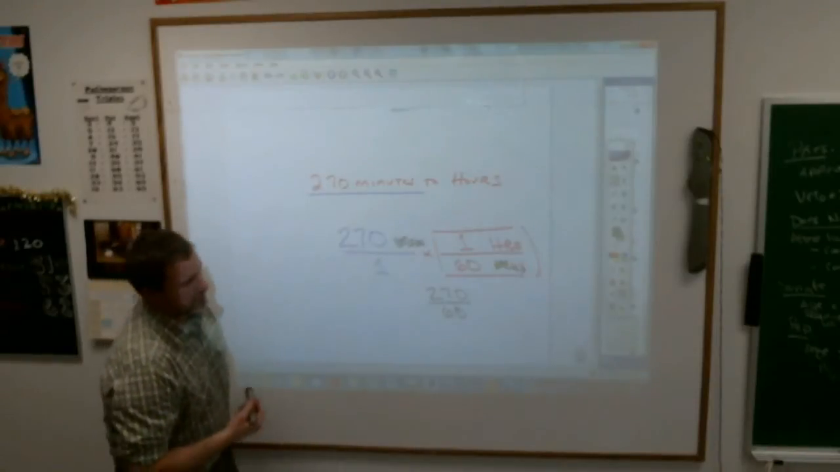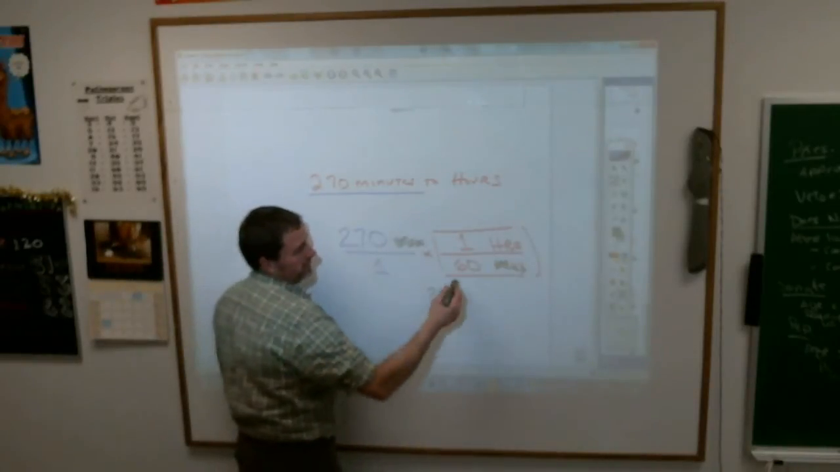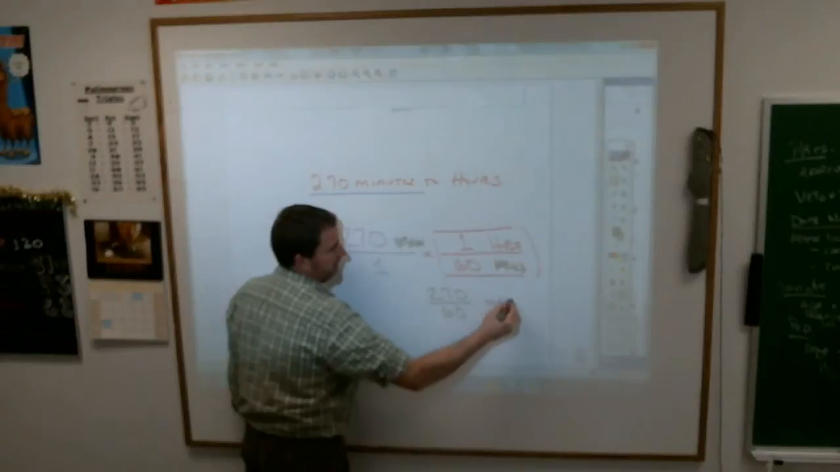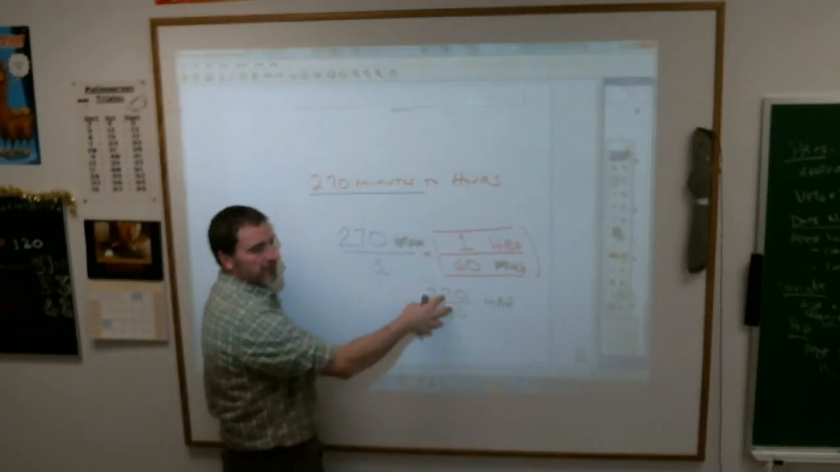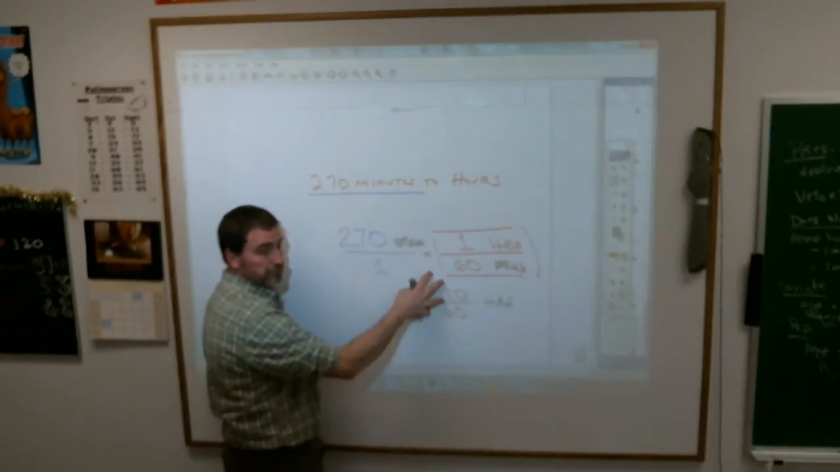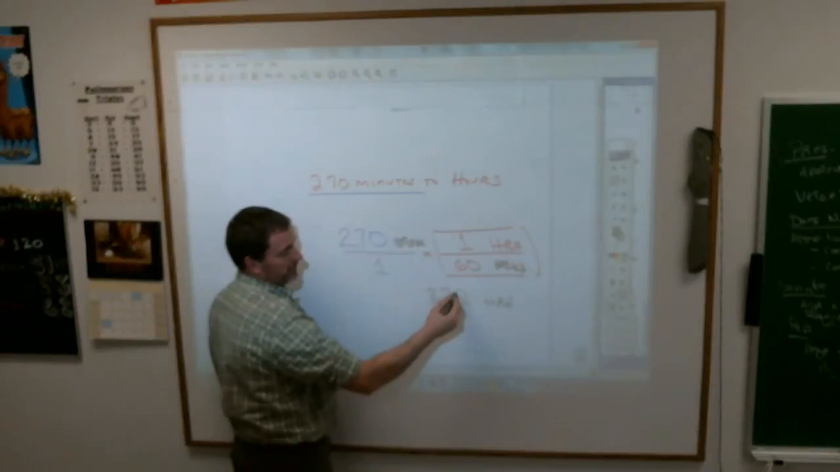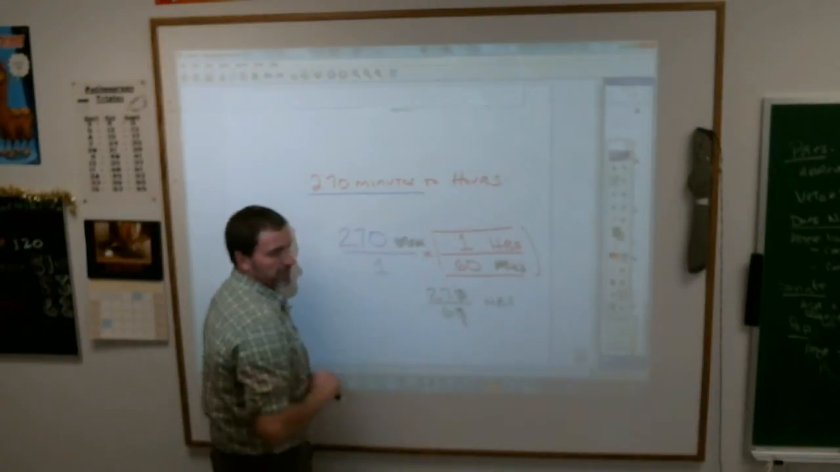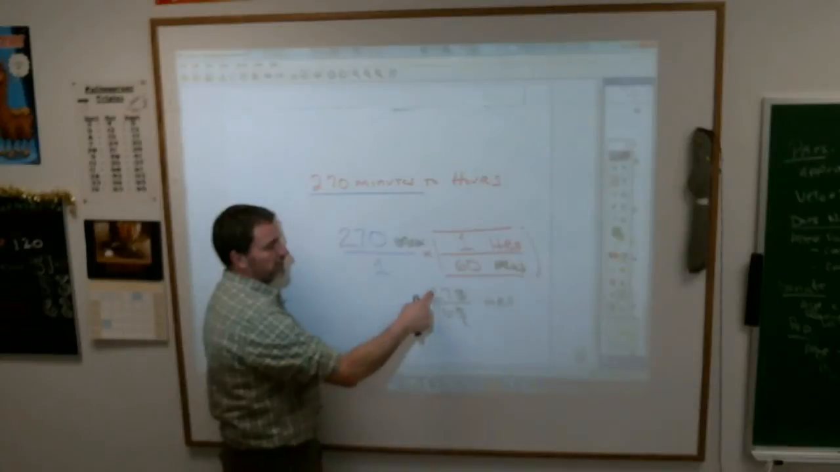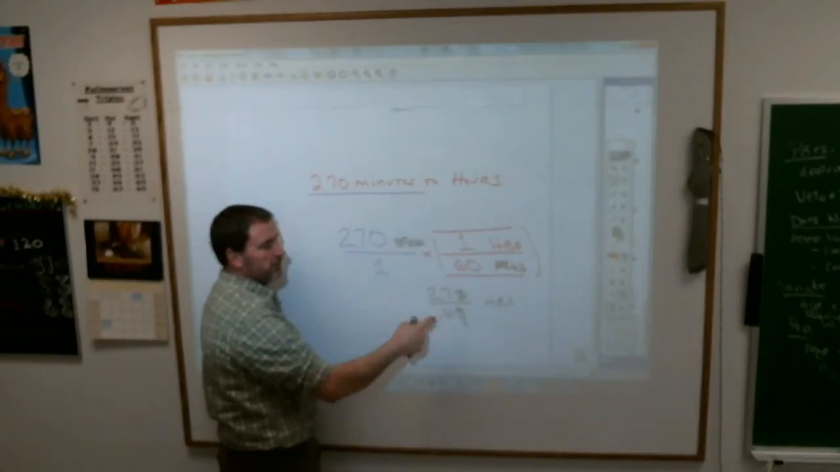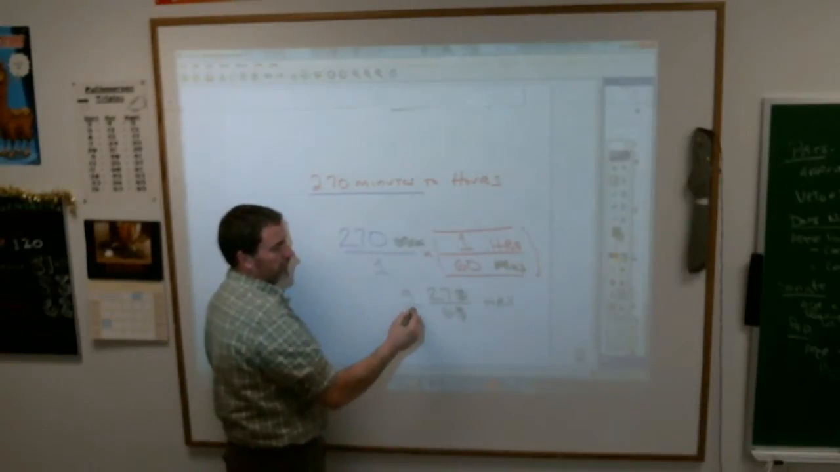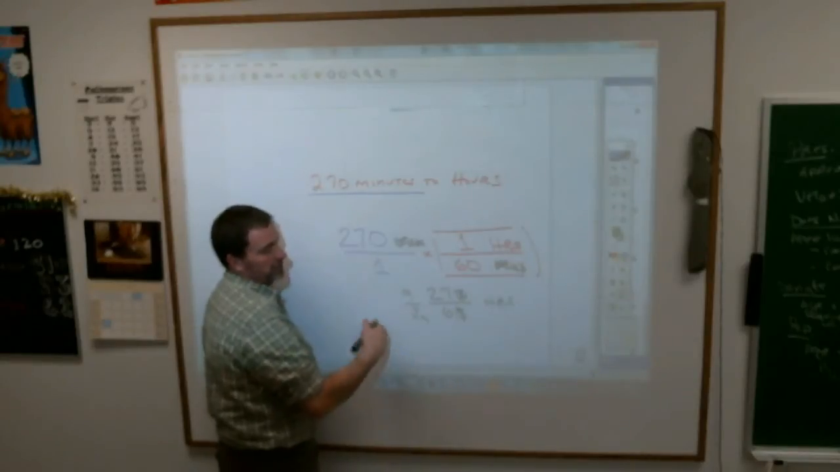Okay, there's a bunch of different ways you can do this. And that's how many hours. I just need to simplify this. How could I simplify this quickly? Anybody? Divide them both by 10, which means these zeros go away. And then what? 3 goes into both of them, so I can reduce it down to 9 over 2, and then change that to a mixed number.